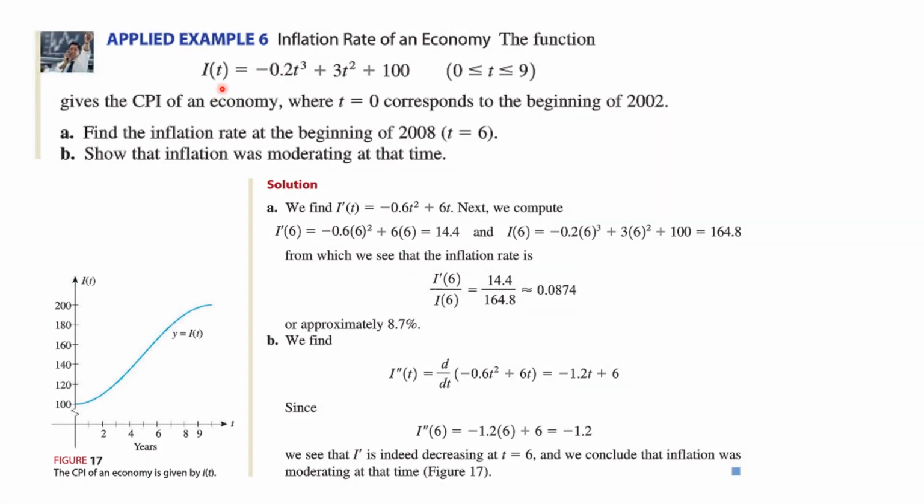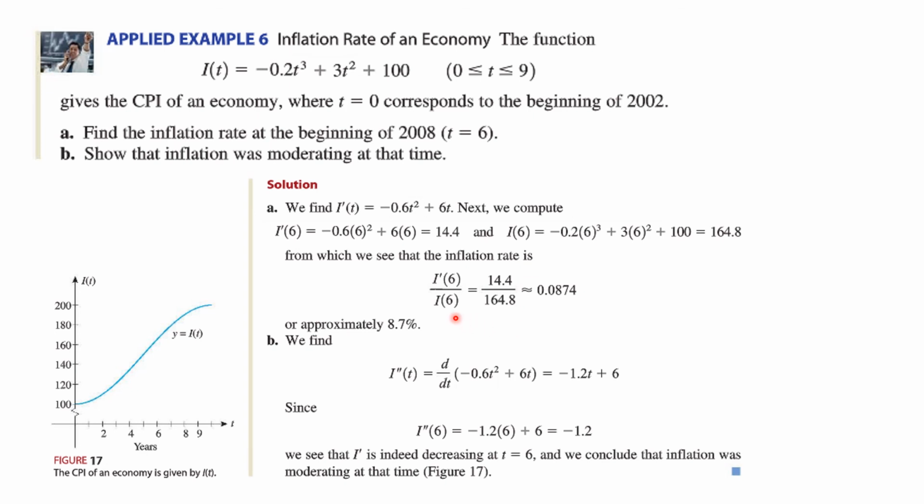This example deals with that. So here is the economy function where this represents the CPI of an economy, and t equals 0 corresponds to the beginning of 2002. You want to find the inflation rate at t equals 6, and then we're asked to show that the inflation was moderating at that time. Well, inflation is going to be I prime over I. So you find the derivative of this function, and you get minus 0.6t squared plus 6t, and then we evaluate it at 6, and we get this number.